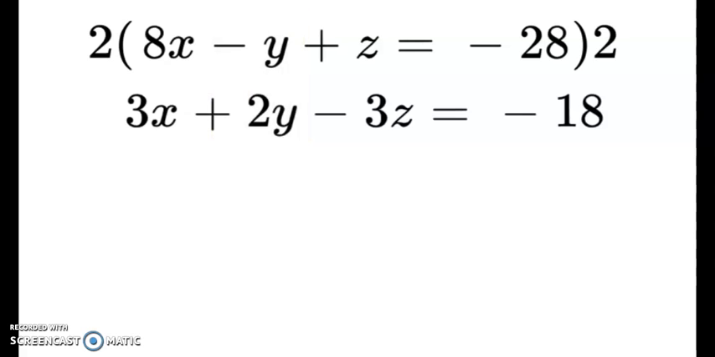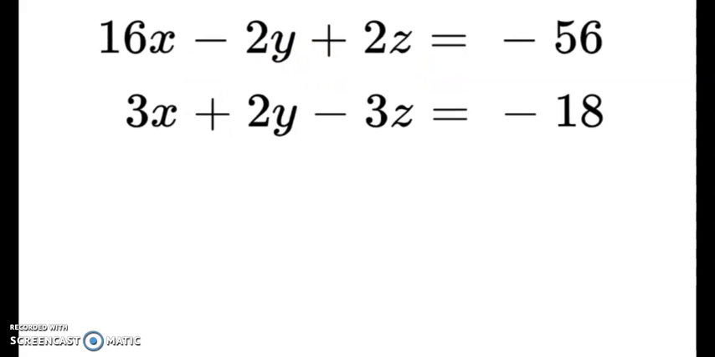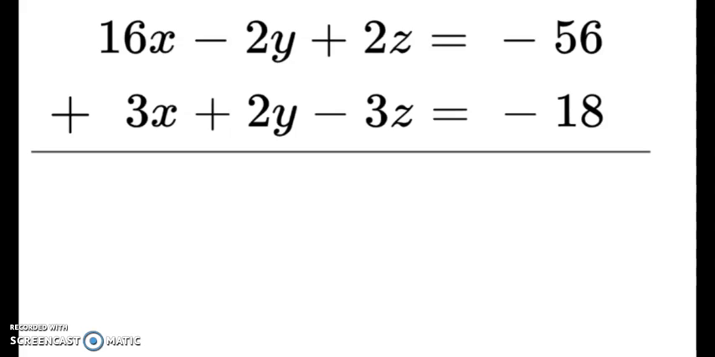So let's do that. 2 times 8 would be 16. 2 times -y is -2y. 2 times z is 2z. Then -28 times 2 will be -56. So now I did the multiplying. Now, since these are the same but opposite signs, I can add them to eliminate the y's.